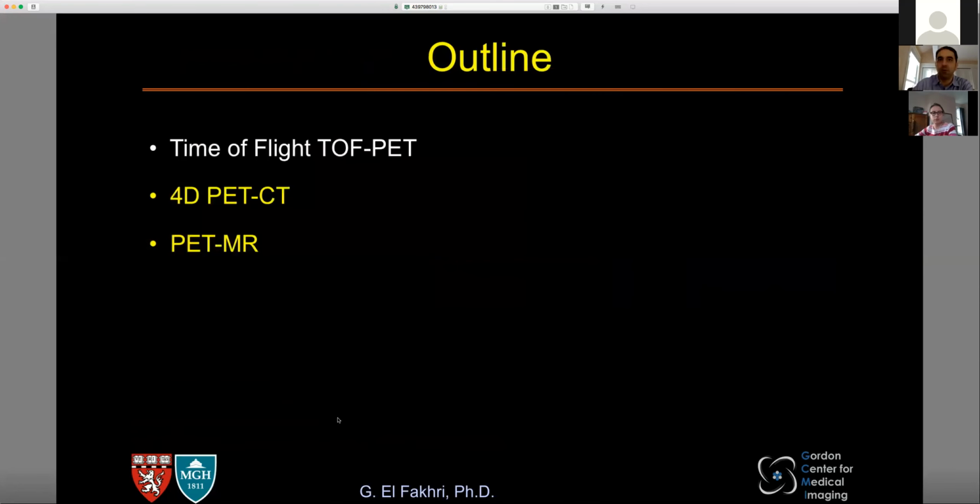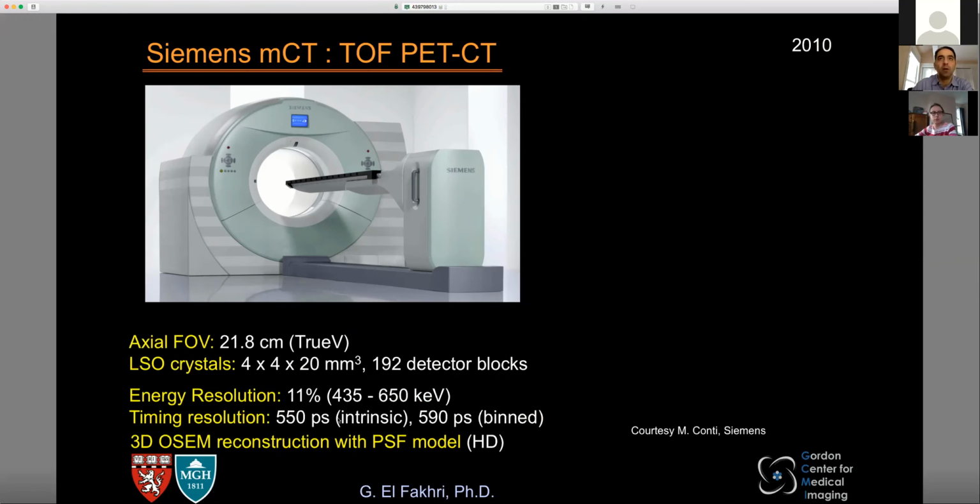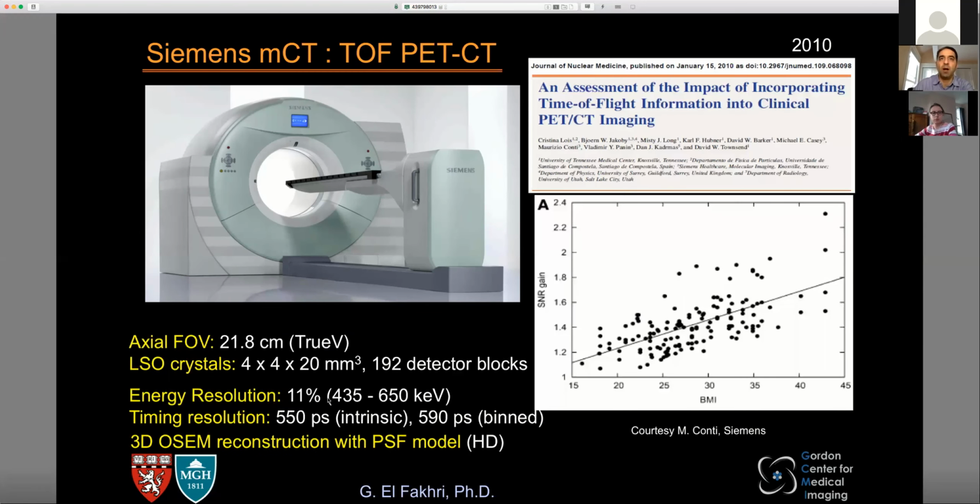Here's what I'm showing you here. It is a plot of body mass index, which is the weight of the patient divided by their height squared, on the x-axis. On the y-axis, I'm showing you signal to noise ratio, meaning image quality. How good is the image?